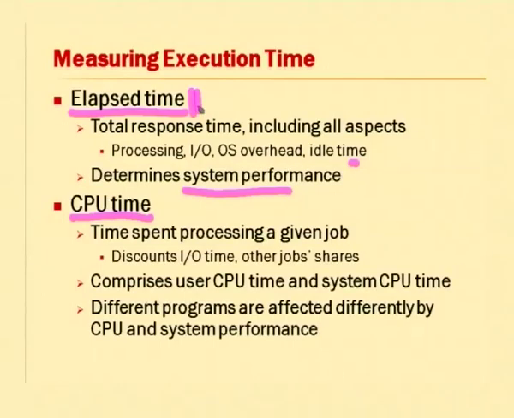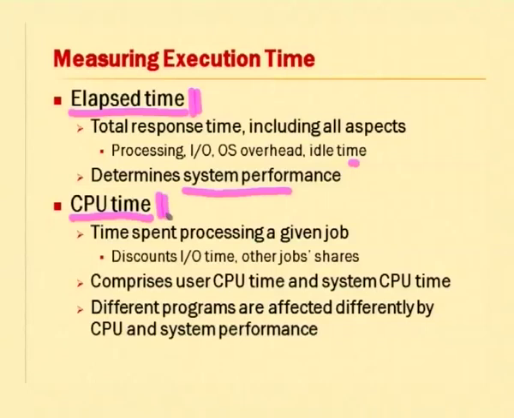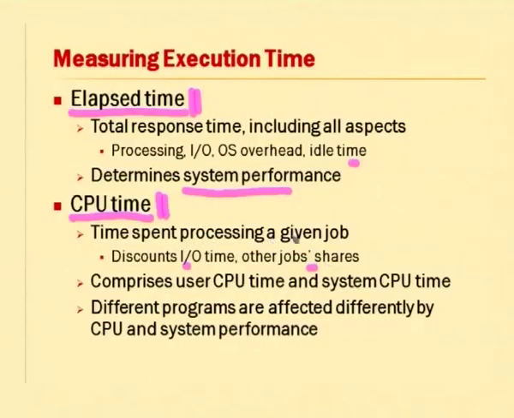But when looking at the CPU design or trying to evaluate a CPU architecture, then we look at just the CPU time. So what is the CPU time? It's the time spent processing a given job. Here we discount the IO time and other jobs' shares, so we do not worry about other jobs being executed in a multiprocessing scenario or whatever. We are looking at only this particular job. For this job, what is the time spent processing that particular job? So it only comprises the user CPU time and the system CPU time. Okay, for the user's program, whatever CPU time is being used, and for the system, whatever time is used by the system. Okay. So this is what we mean by the CPU time.